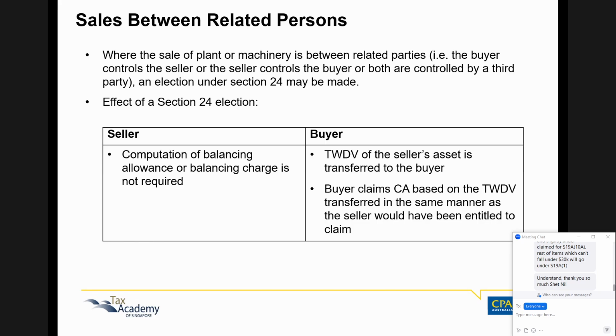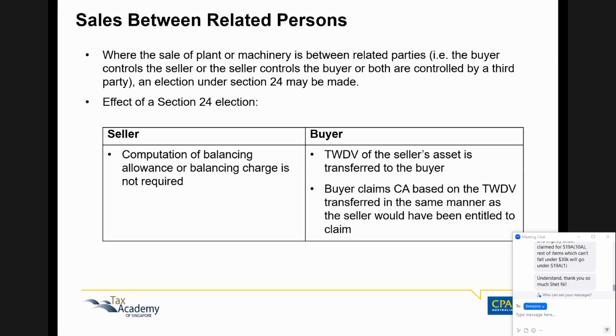Okay, but for the buyer, they will take over that remaining amount from the seller. So the tax written down value of the seller's asset is transferred to the buyer. Okay, and then the buyer claims CA based on the tax written down value transferred in the same manner as the seller would have been entitled to the claim. So what this is trying to do is that it's as if the asset didn't change hands, and then the buyer will still continue to claim as what the seller would have continued to claim.